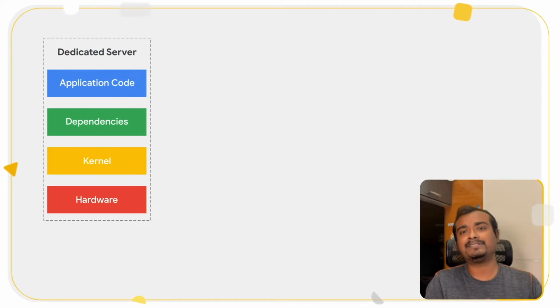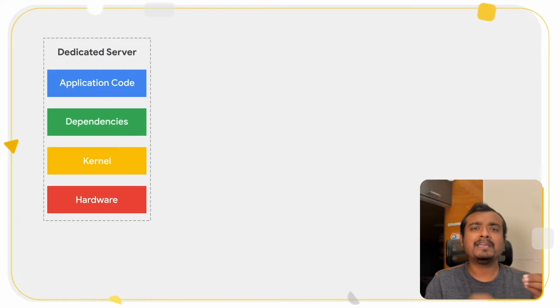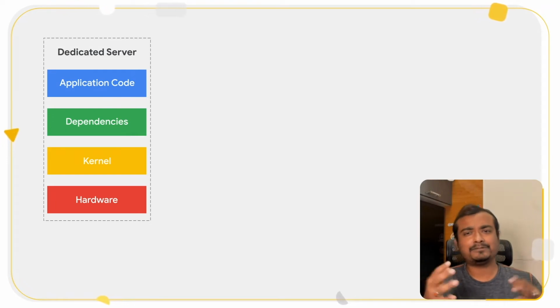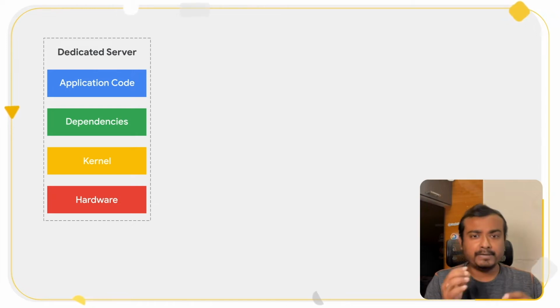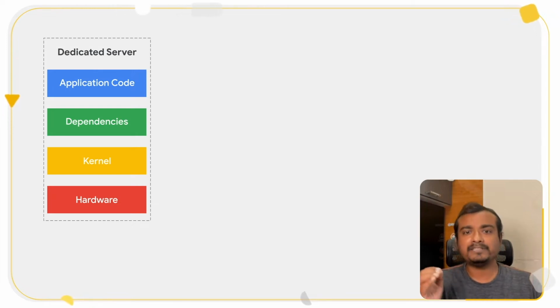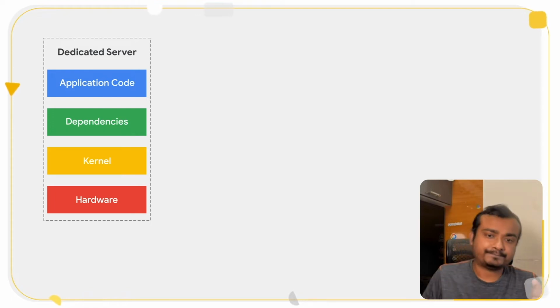The problem is that this wasted a lot of resources, took a lot of time to deploy, maintain, and scale, and it was not very portable. In addition, many times applications were built assuming a specific operating system and even hardware.